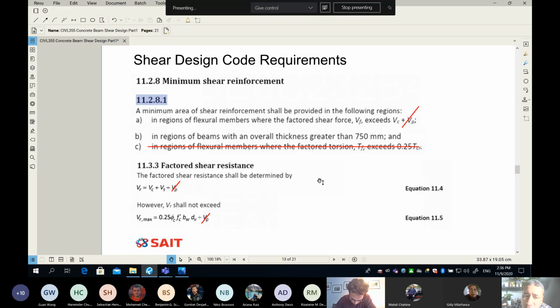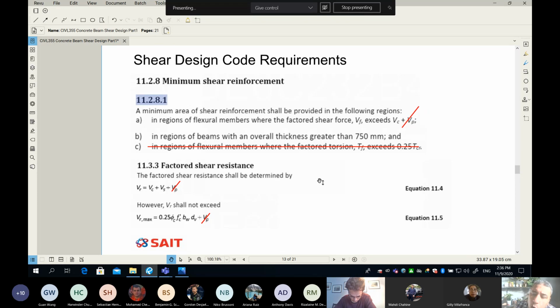Number B, in regions of beams with an overall thickness greater than 750. Guys, I know that probably you'll be surprised. What does it mean? Even if my concrete can do it by itself and there's no need for stirrup, if the thickness of my beam exceeds 750, I still have to add minimum stirrups. And then number C is outside the scope of our class because it's talking about torsion, and we're not going to cover torsion, which is why I crossed this one out. So let's focus on A or B.